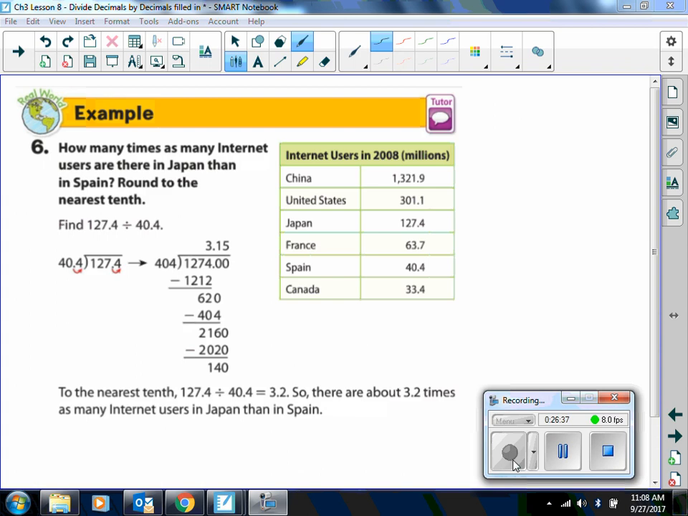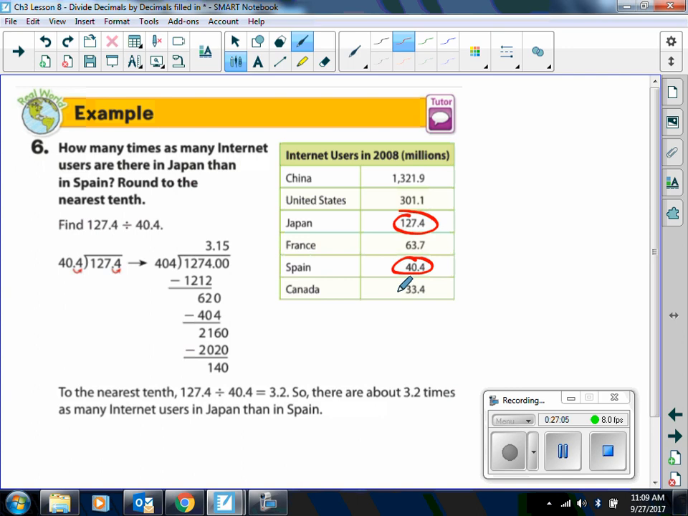All right, example 6 says, how many times as many internet users are there in Japan than in Spain? We want to round to the nearest tenth. So in order for us to do this, we are going to divide 127.4, which is how much is in Japan, divided by 40.4, which is how much is in Spain.